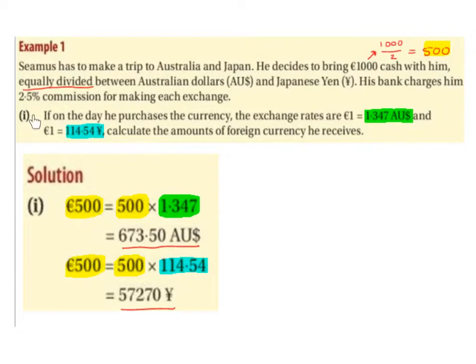Part 1. If on the day he purchases the currency, the exchange rates are €1 equals 1.347 Australian dollars and €1 equals 114.54 yen, calculate the amounts of foreign currency he receives. Well, €500 is going to give him 500 times 1.347, which gives us 673.5 Australian dollars, and the other €500 will give him 500 times 114.54, which is 57,270 yen.